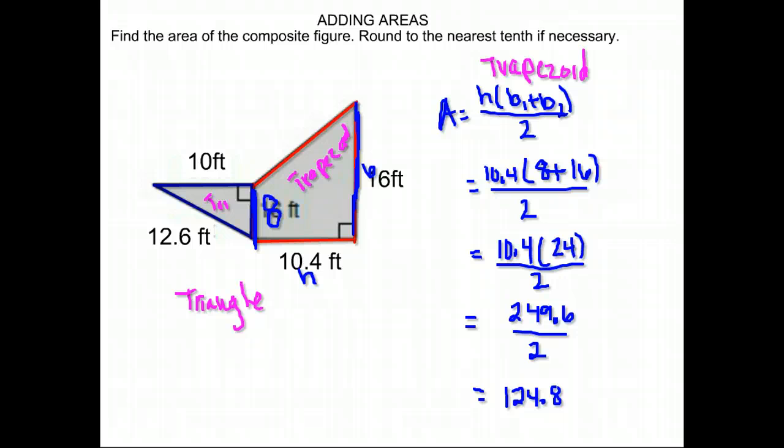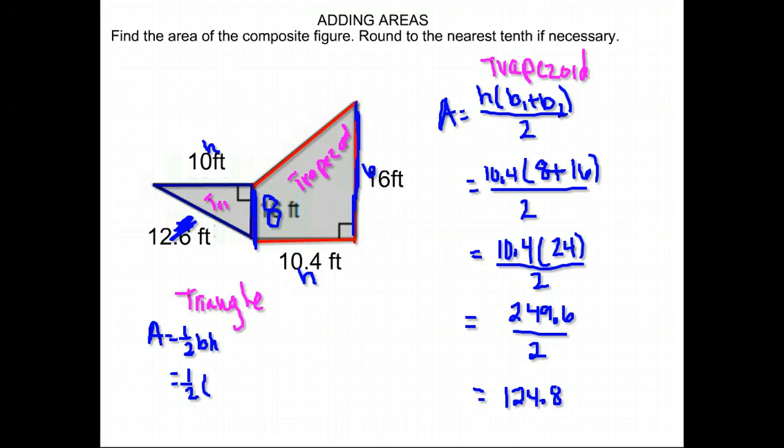Now let's find the area of the triangle. This triangle is going to be easier on us. It's 1/2 base times height is the formula, and we don't have to use the Pythagorean theorem at all. We already know that our base is 8 feet and our height is 10 feet. Now notice I did not use this side because it's slanted. The base and the height of a triangle have to make a right angle. That's how I know which ones to use.